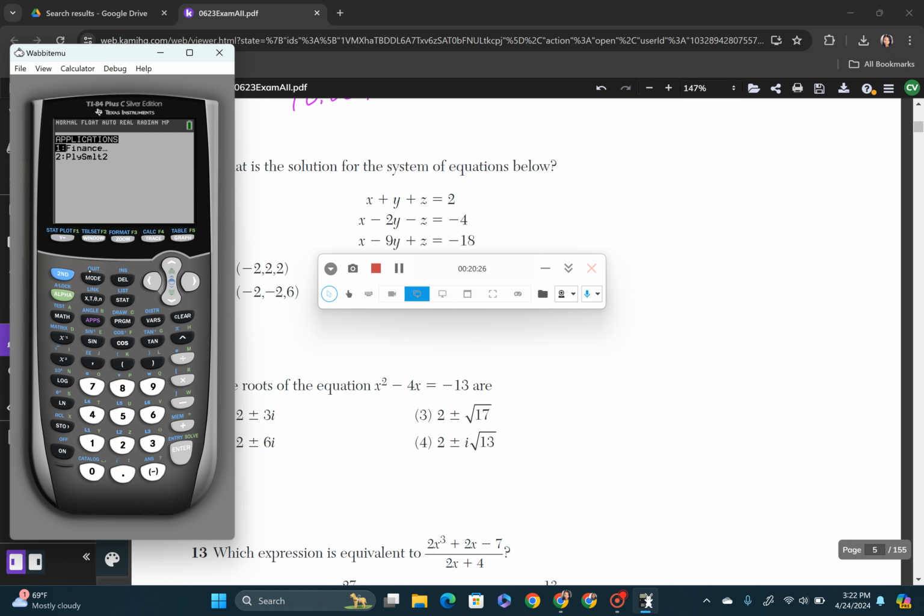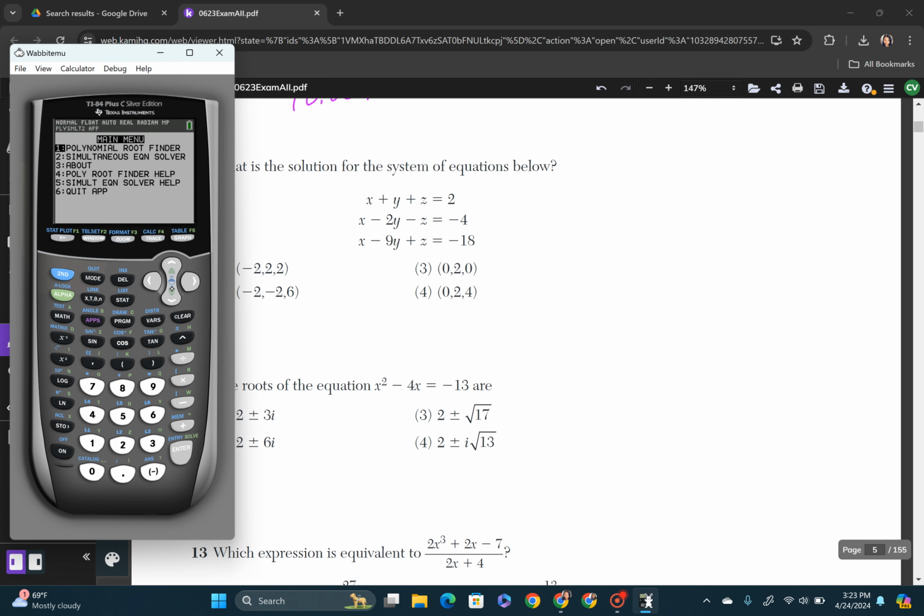Anyway, find it. Once you get to this option right here, you're going to want to hit option number 2 because we're not looking for roots. That was the problem that we did above. We're going to look for the simultaneous equation solver. And now we look and see how many equations we have. We have 3 equations. This is algebra 2. And there are 3 unknowns, x, y, and z.